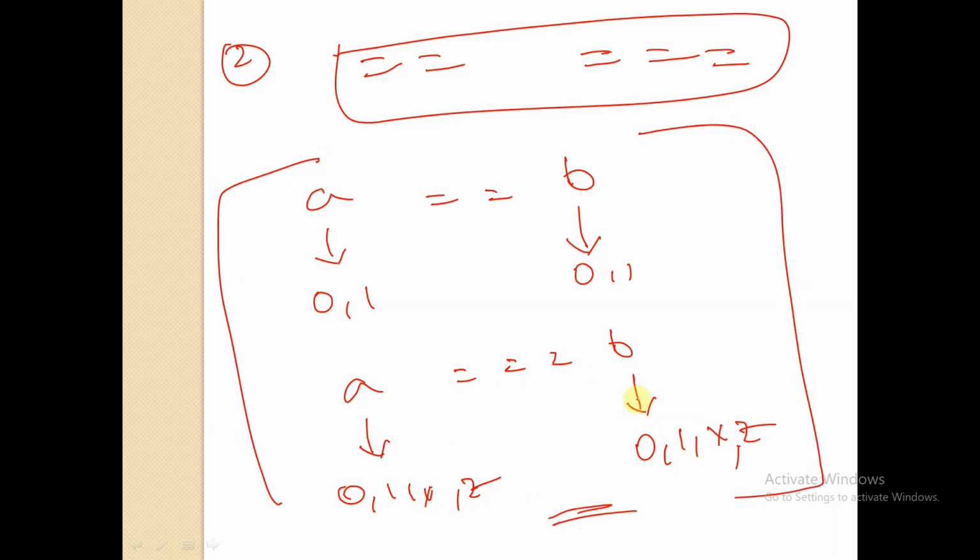The first one is logical equality, and the triple equal is case equality. For logical equality, it will return zero or one, and for case equality, it will return zero, one, and x.